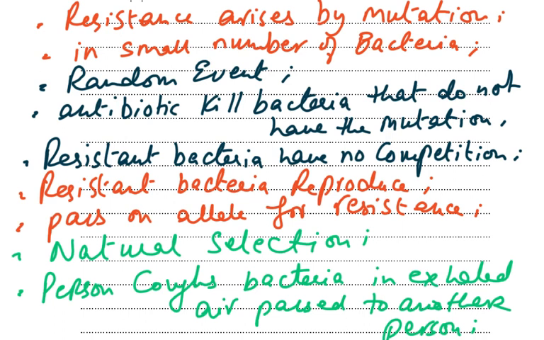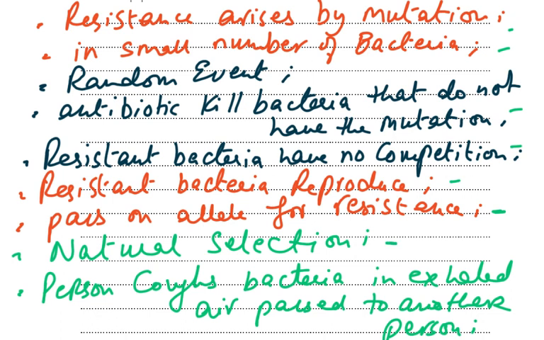So resistance arises by mutation in a small number of bacteria. Random event. Antibiotics kill bacteria that do not have the mutation. Resistant bacteria now have no competition. Resistant bacteria reproduce, pass on the allele for resistance, or you can say the gene for resistance. This is a process of natural selection.